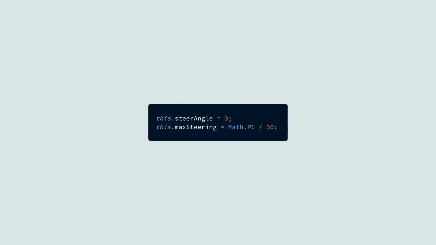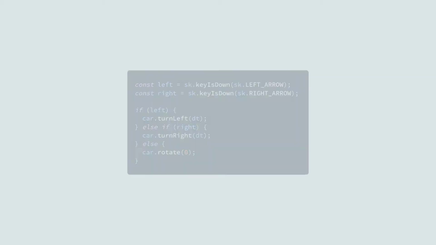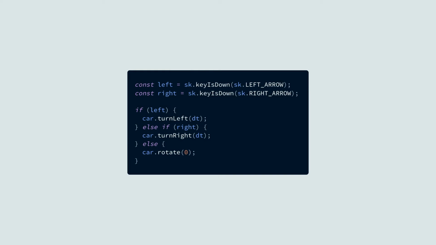For the max steering, I have set that to pi divided by 30, which is equal to 6 degrees. In the main sketch file, let's now add a few checks on pressed arrow keys like so.